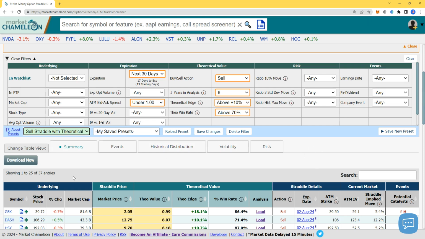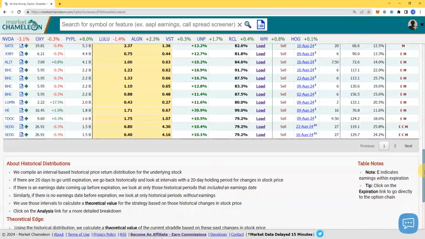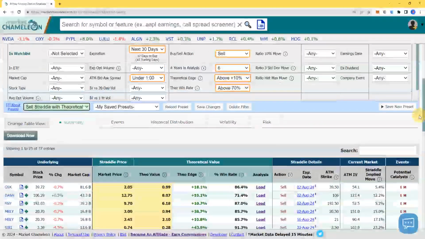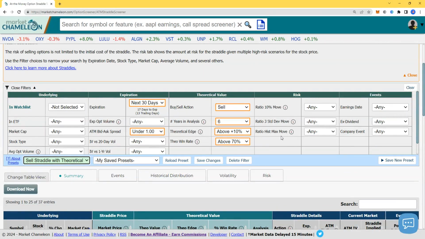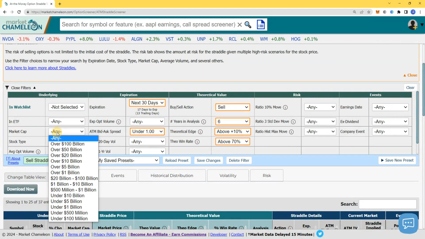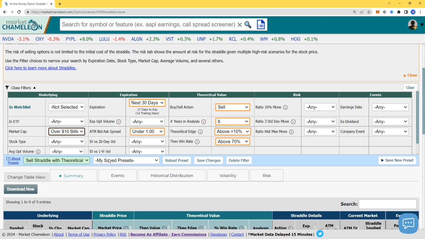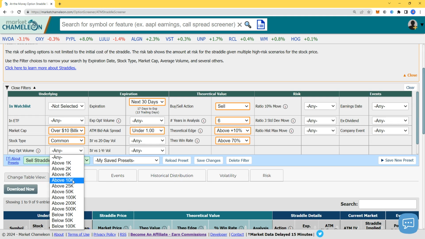So what do we have here? We changed to sell straddle with theoretical edge, and we've got ourselves 2 pages. Now I want to just do a little more. I'm going to change this to market cap. Okay, same as before, I'm going to change to over 10 billion. I want the liquid stocks. So market cap over 10 billion, common stock right here, average option volume over 10,000.